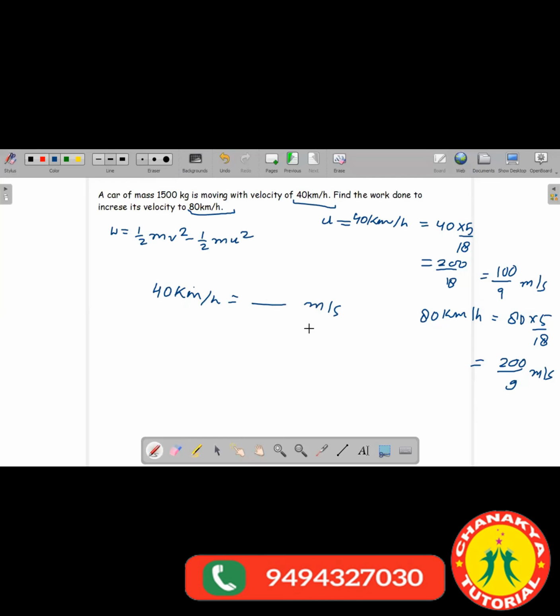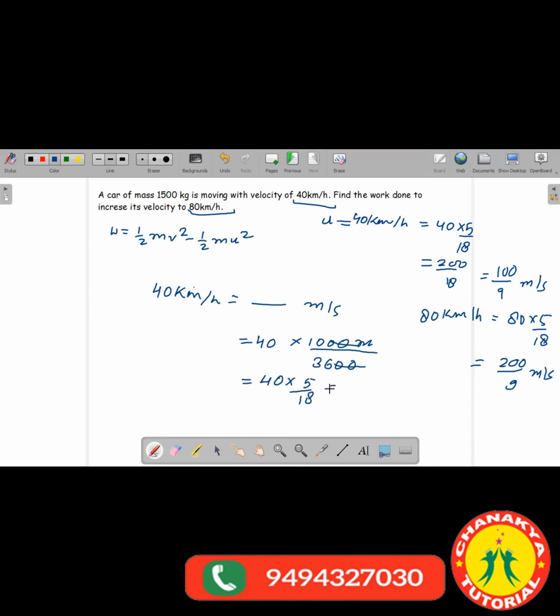So instead of 40, we'll have here 40. And 1 kilometer should be equal to 1,000 meters. So we put here 1,000 meter divided over second. Here you have hour, and the hour should be converted to seconds. And hence 1 hour is 3,600 seconds. So if you cancel here, you get 5 by 18, cancelling 10 and 36. So you get 40 multiplied with 5 by 18.